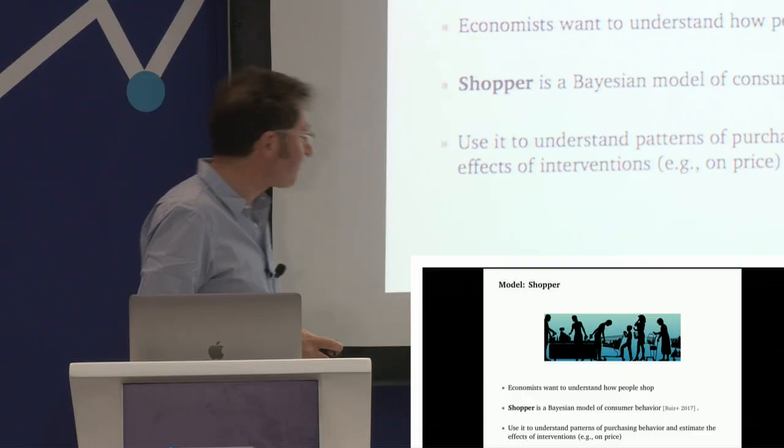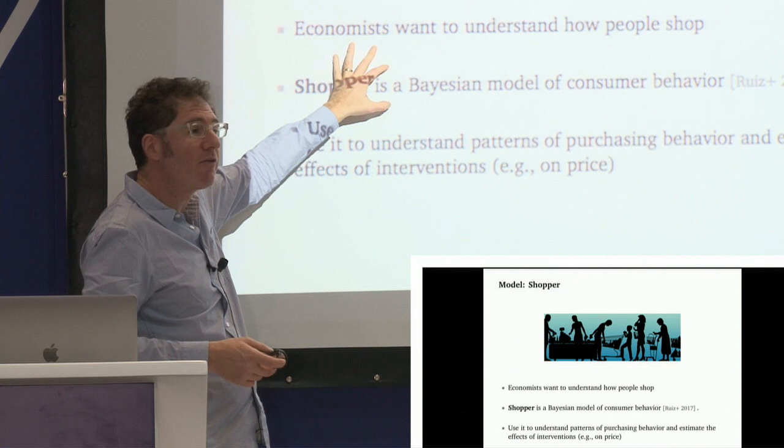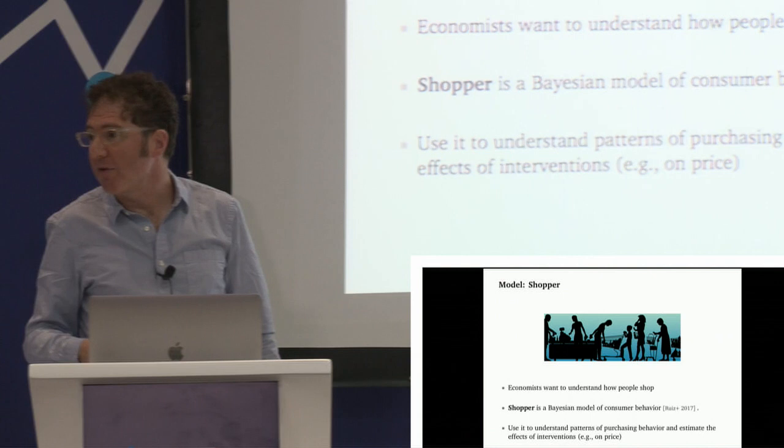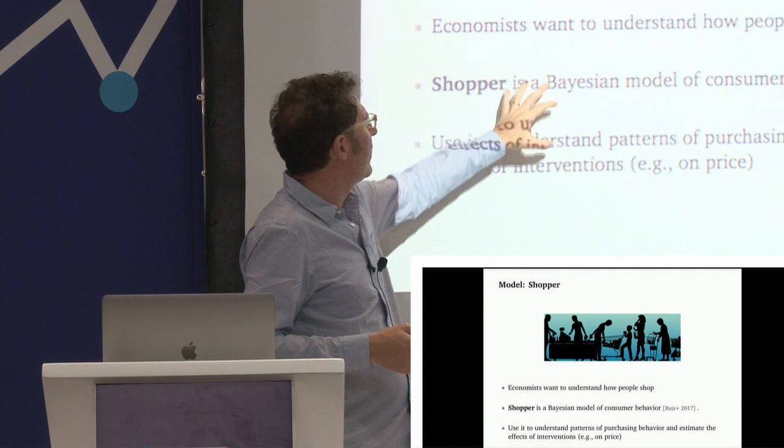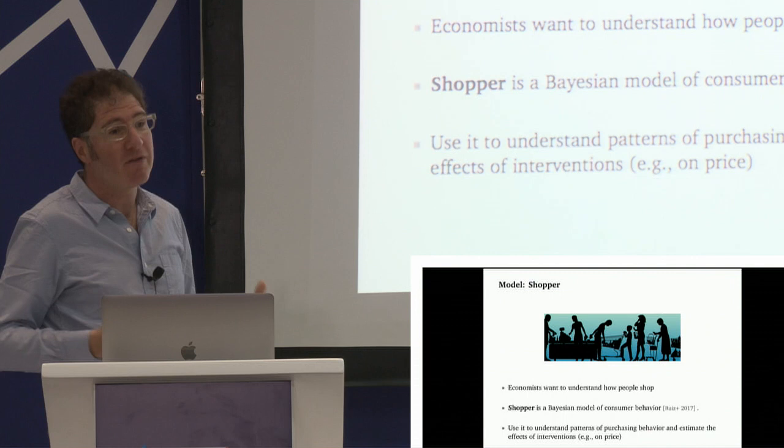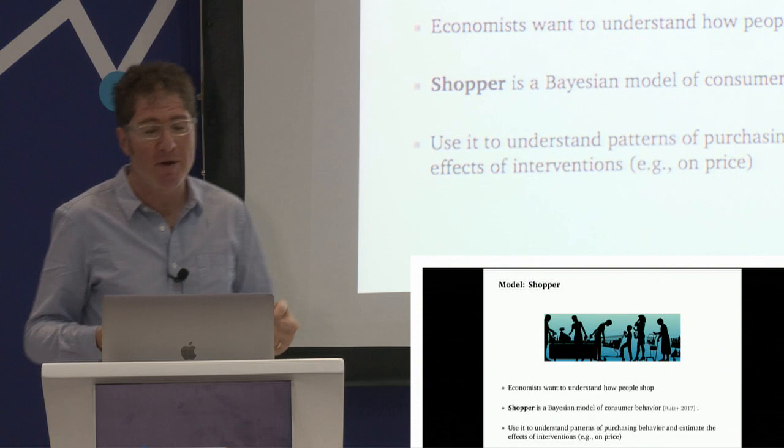Shopper is a model for economists. Economists want to understand how people shop, and Shopper is a Bayesian model of consumer behavior. If you're familiar with the econometric literature, it's a choice model. We can use Shopper to understand patterns of purchasing behavior and estimate the effects of interventions, like price. If I increase the price of peanut butter, how does that affect the demand for jelly? That's the kind of query we want to answer with Shopper.